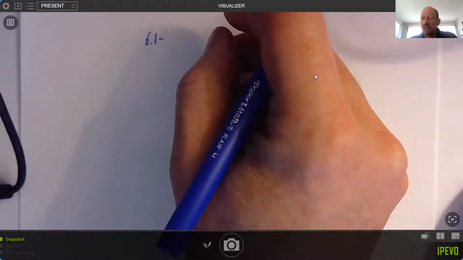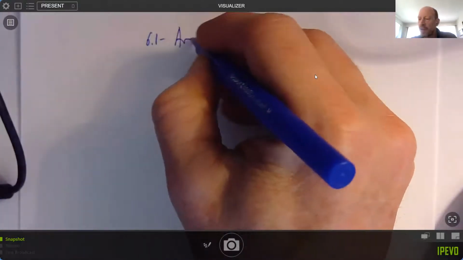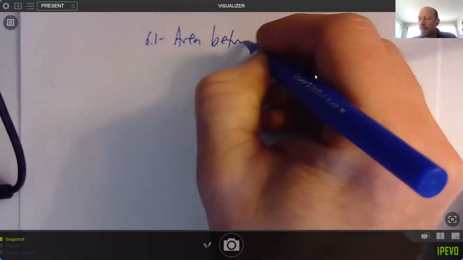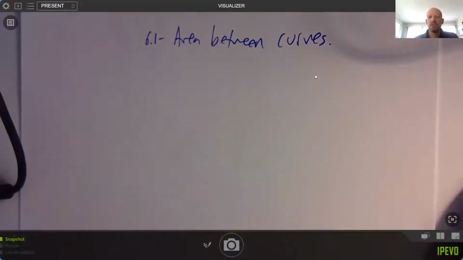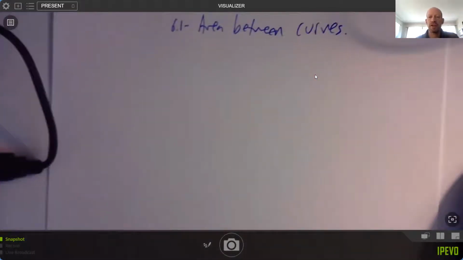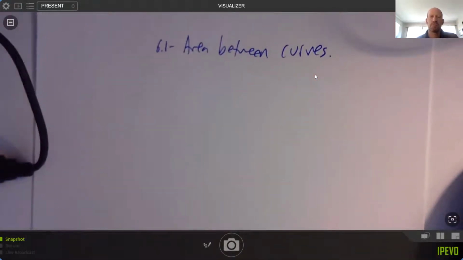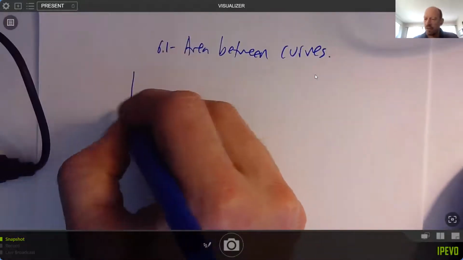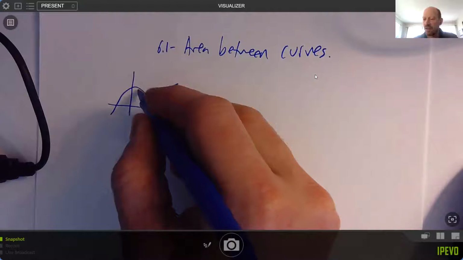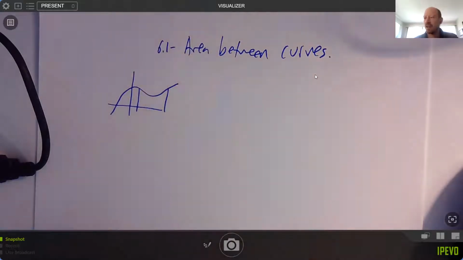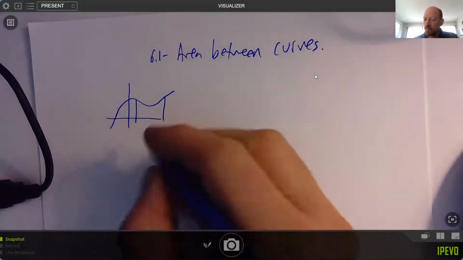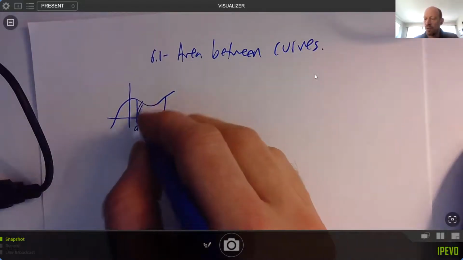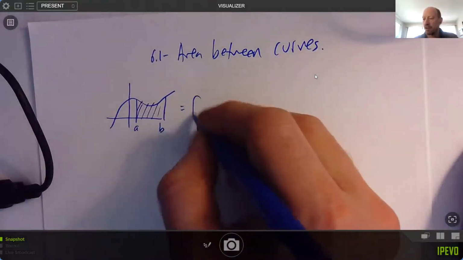So 6.1 is talking about what's called the area between curves. We've done some work with area, right? But it's always been the area under the curve. So I've given you some function like this and said, what's the area between A and B? And we know the area between A and B is just the integral from A to B.